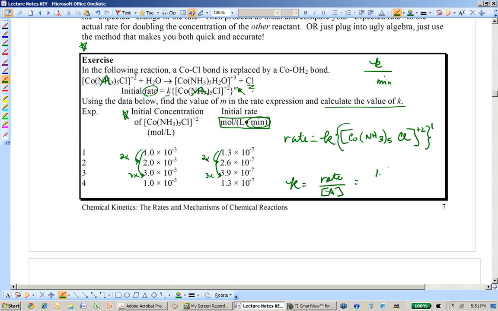So I'm going to just stick with the top line, 1.3 times 10 to the minus 7 divided by 1.0 times 10 to the minus 3, and I suspect that's going to come out 1.3 times 10 to the minus 4. If you want to get a calculator, double check me, you're more than welcome. But I'm pretty sure that's going to come out 10 to the minus 4, and that's going to come out 1.3.